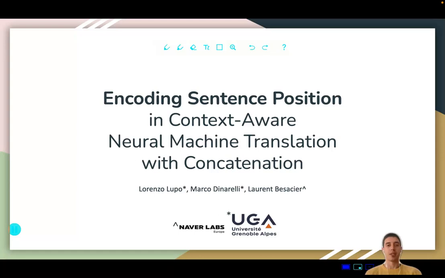Hi, my name is Lorenzo Lupo, and this presentation is about encoding sentence position in context-aware neural machine translation with concatenation, a joint work with my two PhD supervisors.